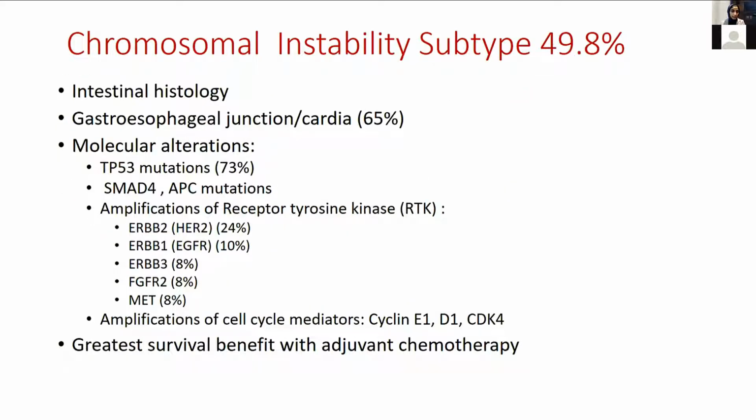The chromosomal instability subtype constituted about 49% of cases, and it is associated with intestinal histology, most commonly occurring in the gastroesophageal junction and cardia in 65% of cases. Molecular alterations include different mutations and amplifications, also in receptor tyrosine kinases, including the ERBB family, as well as FGFR2 and MET, as well as cell cycle mediators, making this category exciting from a targeted therapy perspective. This category is also associated with the greatest survival benefit with adjuvant chemotherapy.